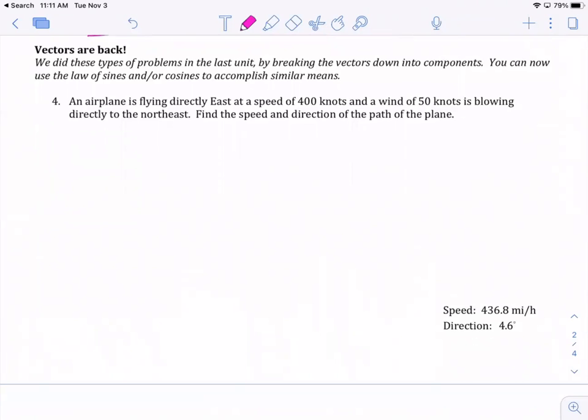An airplane is flying directly east at a speed of 400 knots, and a wind of 50 knots is blowing directly to the northeast. Find the speed and direction of the path of the plane. Okay, terrific. So an airplane is flying directly east. I'm going to start making a diagram: north, south, west, east, so that I don't get confused with my directions. So we're going to draw its vector, 400 knots going to the east. I'm going to call it vector P. Then what else do we know?